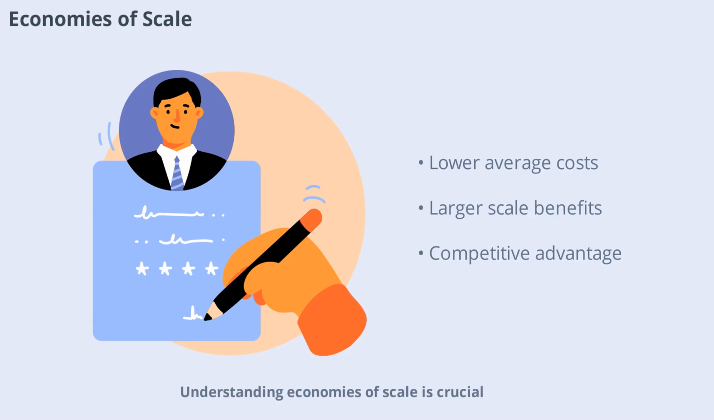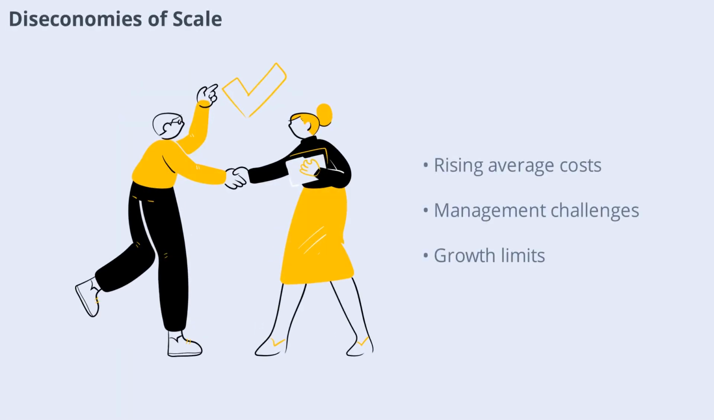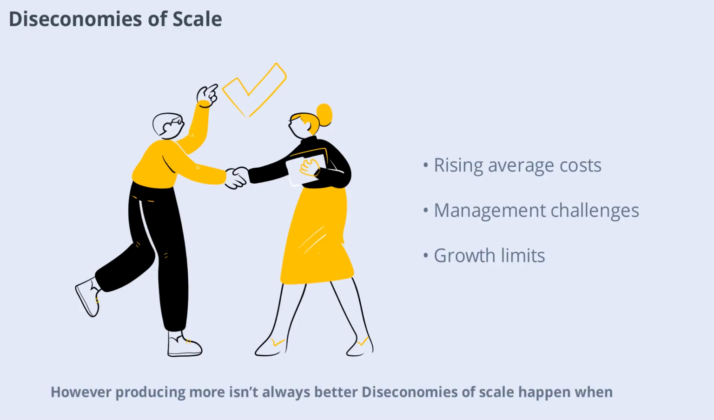Understanding economies of scale is crucial for businesses looking to grow efficiently. It's one reason why large firms often have a cost advantage over smaller competitors. However, producing more isn't always better. Diseconomies of scale happen when increasing production actually raises average costs. This can occur due to management inefficiencies, communication breakdowns, or logistical challenges in very large organizations. Recognizing the point where economies of scale turn into diseconomies is vital for sustainable growth.